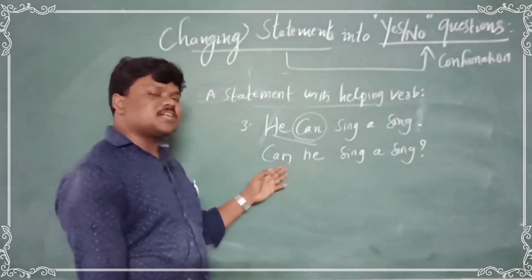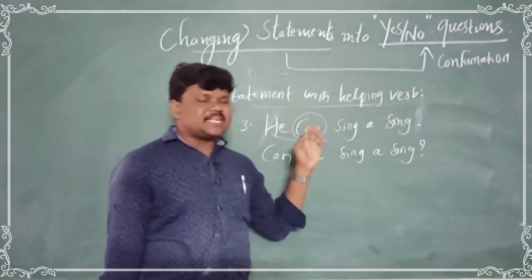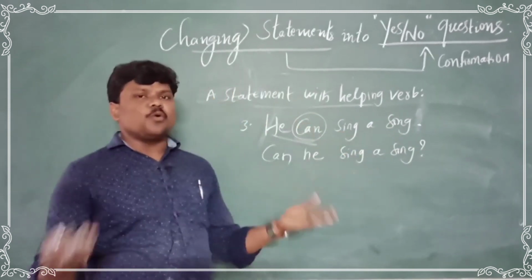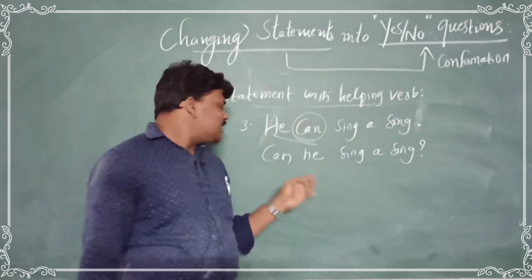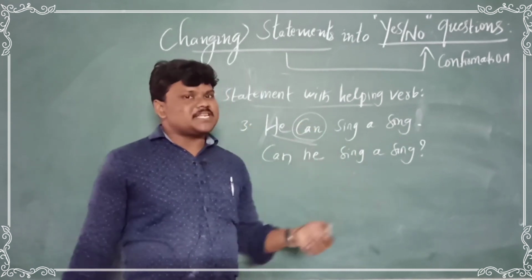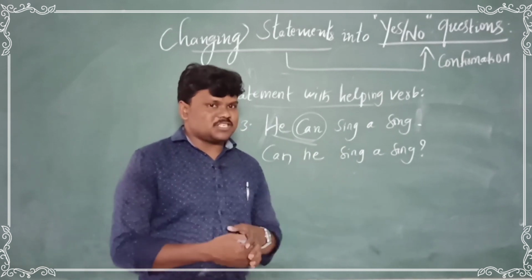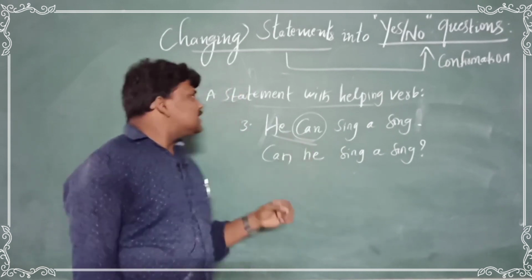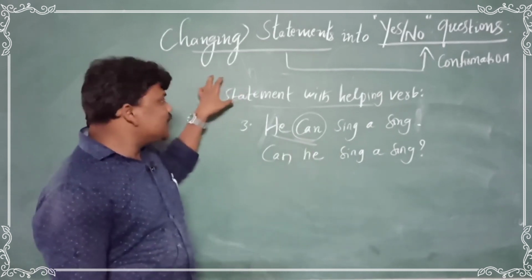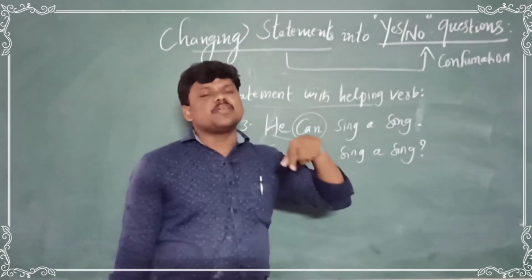This is called a yes or no question. If it is yes, we can say yes. If it is no, we can say no. Can he sing a song? Of course, yes. Or no. These are called yes or no questions, right? And this is how we need to do it if a statement has a helping verb.